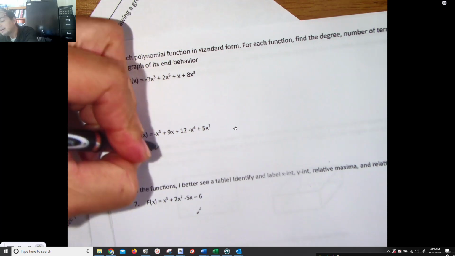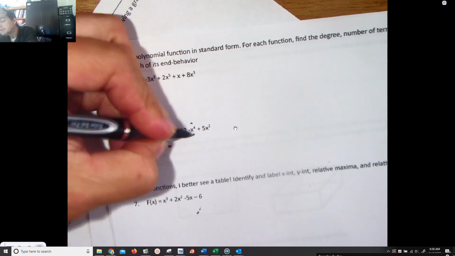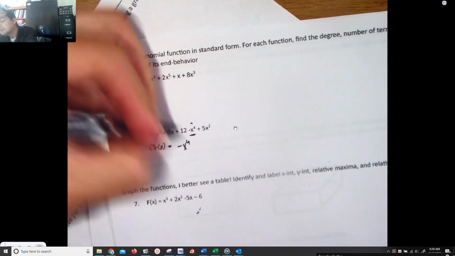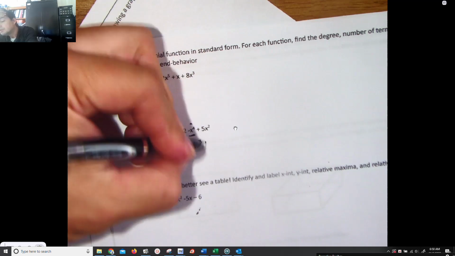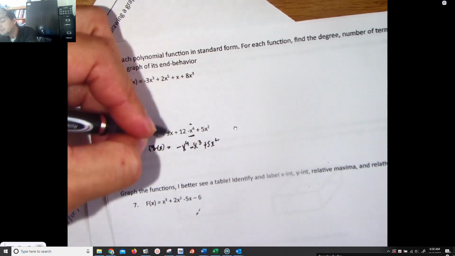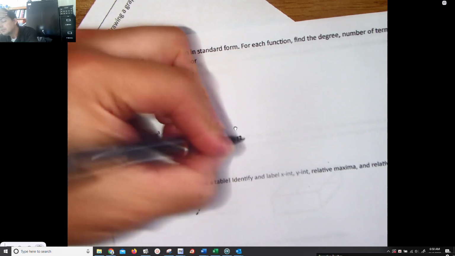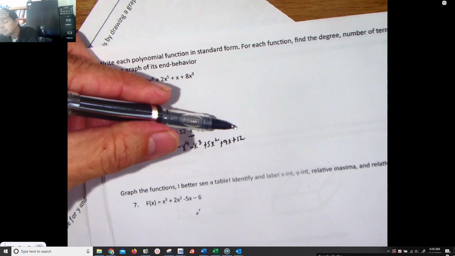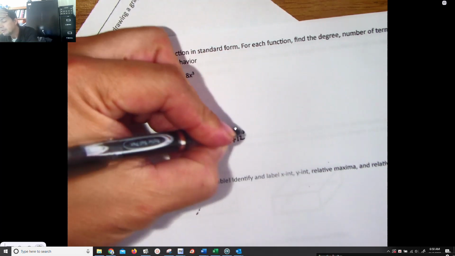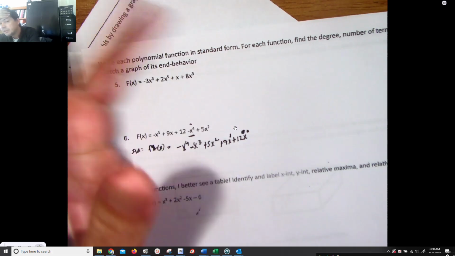Standard form would put the highest exponent first. I don't know why I've got that there. That's the biggest thing. It's negative x to the 4th minus x cubed plus 5x squared plus 9x and then plus 12. Notice what the exponents are doing. They're dropping. This would be to the 1st. That'd be x to the 0th. But there's a descending order in exponents.